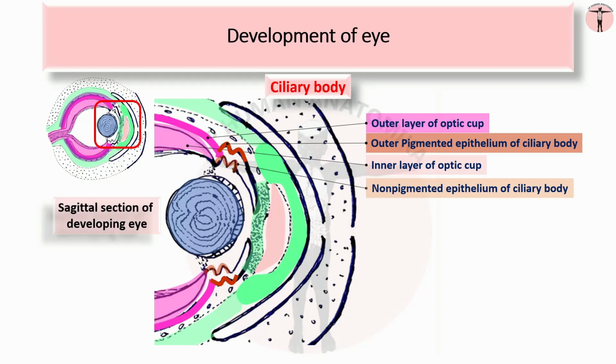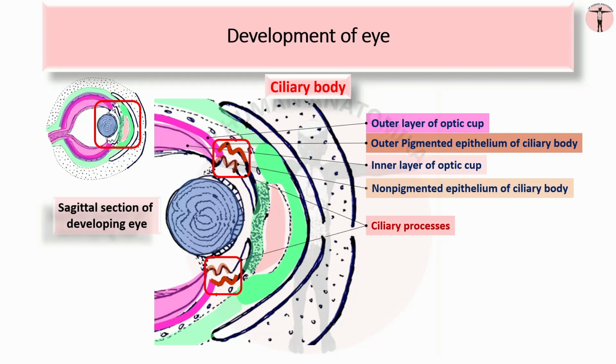This non-pigmented epithelium also grows and folds with the outer layer. These folds, almost 70 in number, become the ciliary processes. Neural crest cells differentiate into stromal elements. By the 14th week, the fenestrations in the capillaries present in the processes are visible.